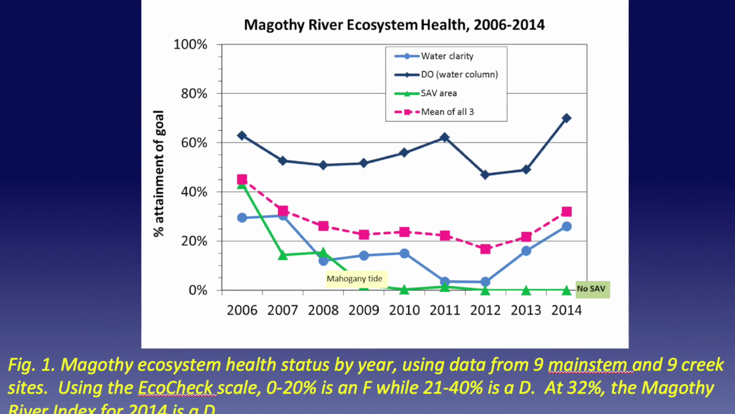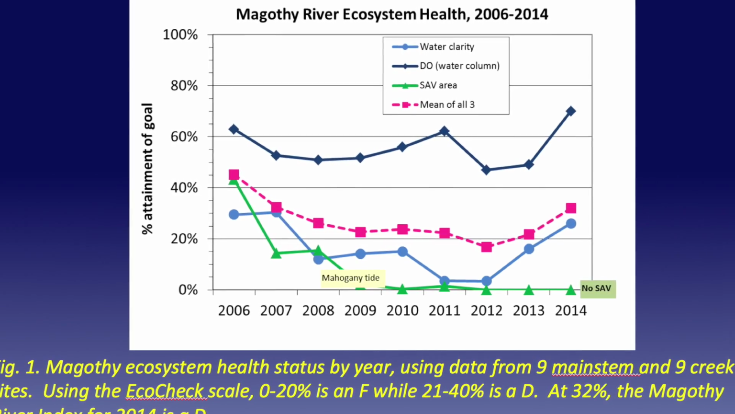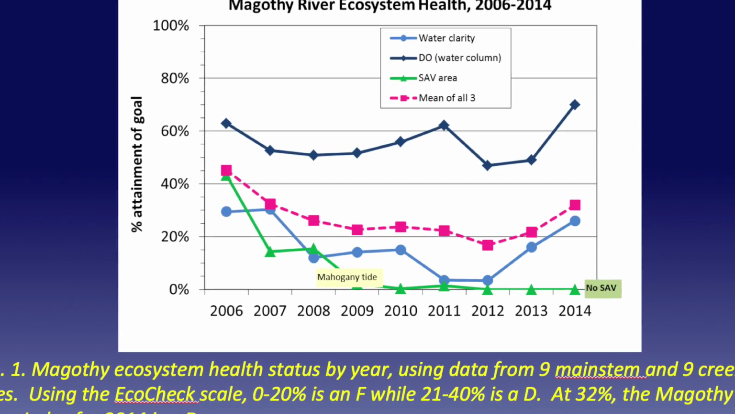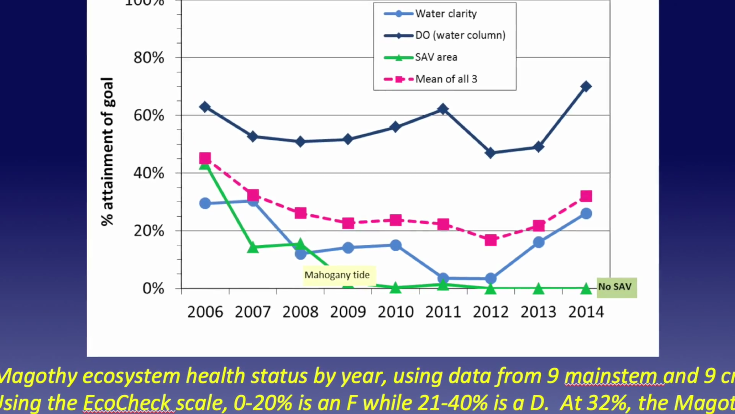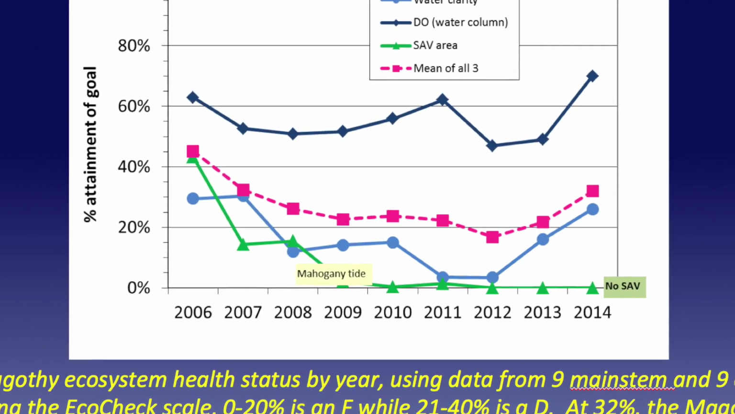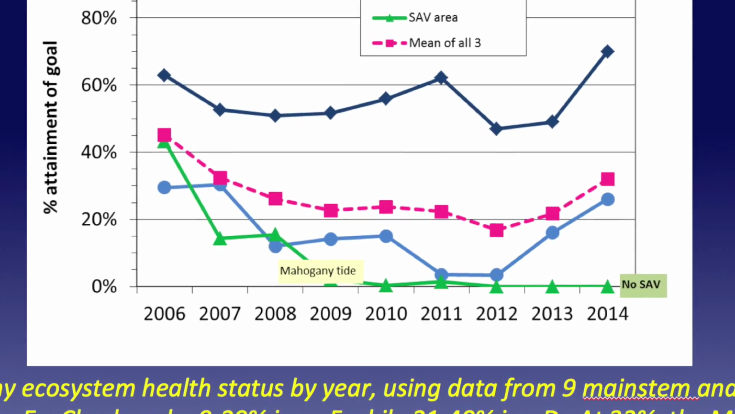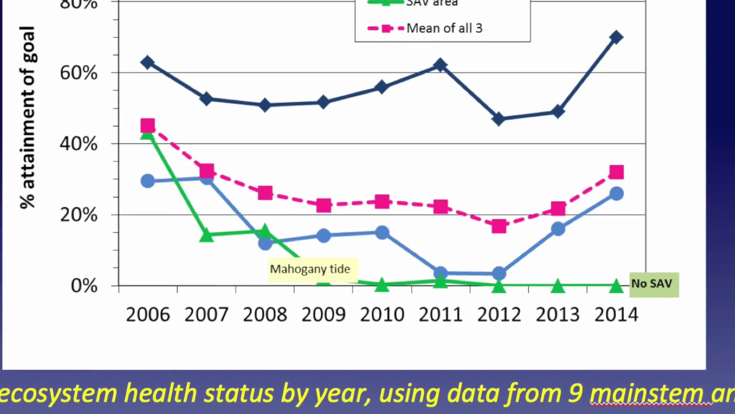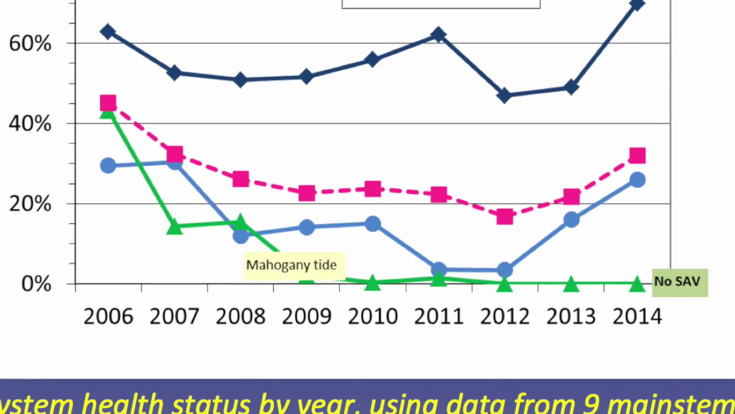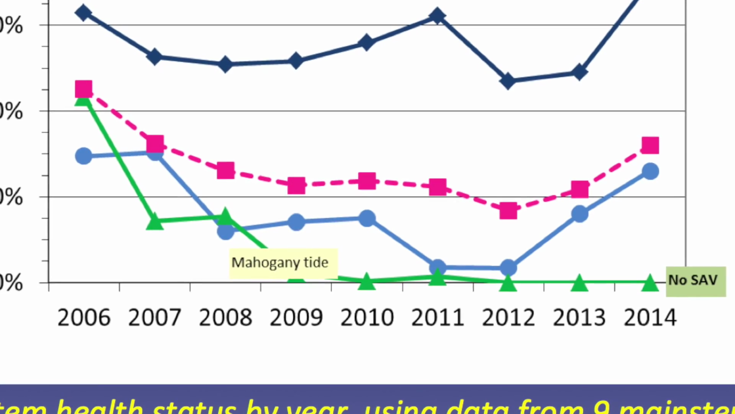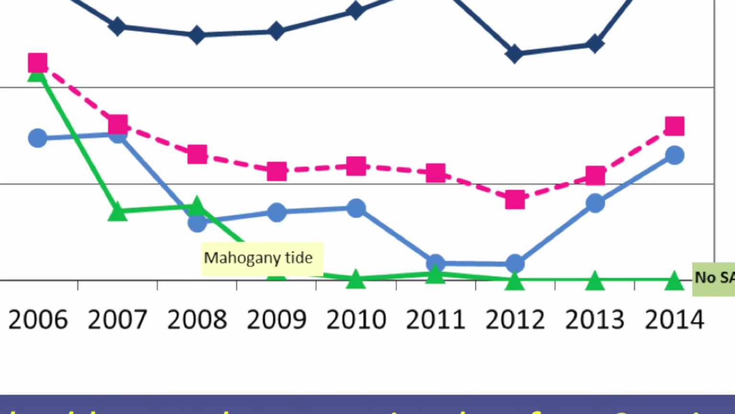Our water clarity is this lighter blue line, and it was much better in 2006. This was when we had the dark false mussels the last time. Lots of filtering going on by the mussels and pretty good water clarity at that time. Once the mussels died off, we had a steep decline in our water clarity, and it has been quite low, although it came up a little bit last year and a little bit more this year. So we did see somewhat increase in water clarity.